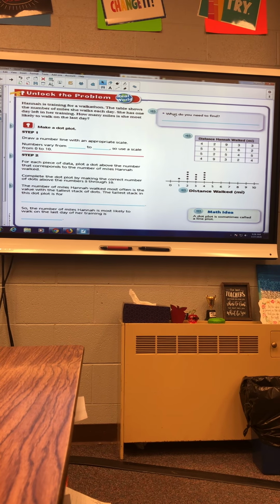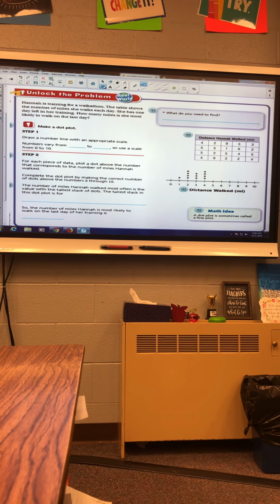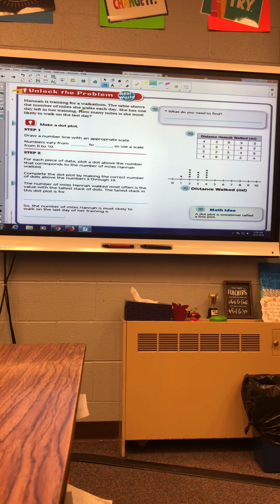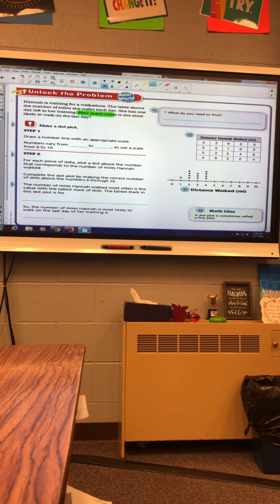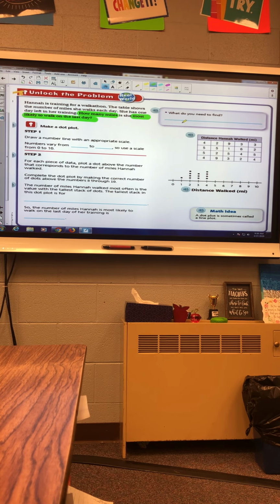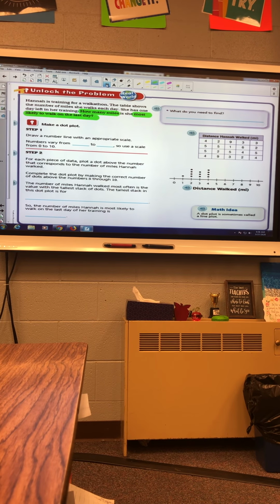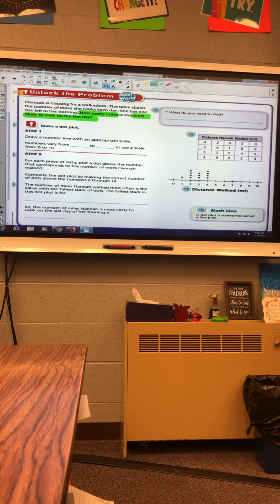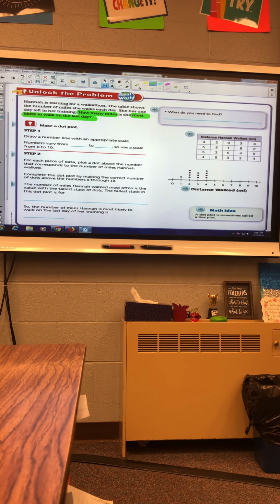So this question asks right here, what do we need to find? I'm going to highlight it. What are we looking for, boys and girls? Well, we're looking for how many miles she is most likely to walk on the last day. And the way we're going to find that is we're going to create a dot plot, and the number that's most common will be the number she's probably going to walk on the last day.